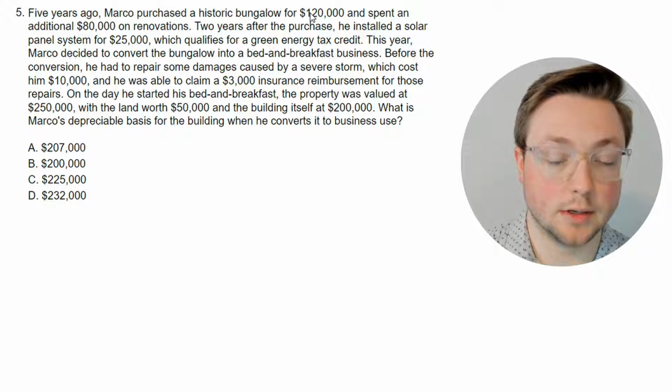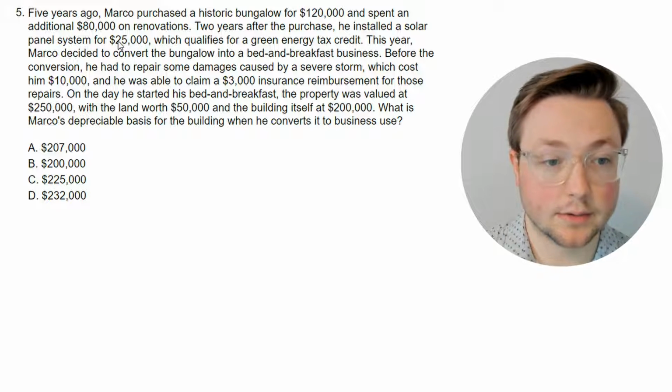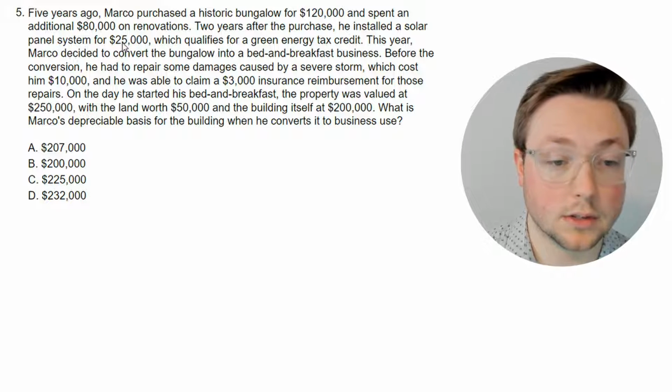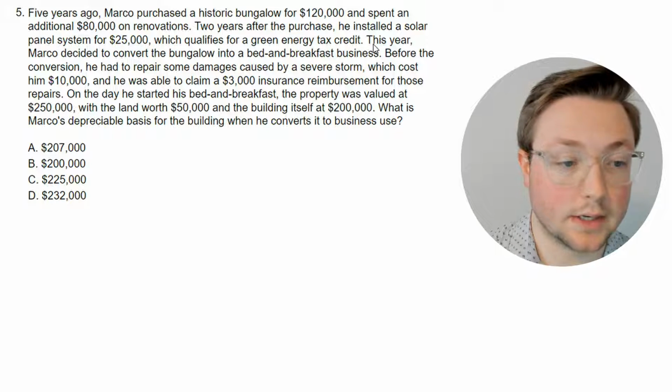$120,000, that was how much he purchased it for. $80,000 on renovations, so right there his basis was $200,000. He installed a solar panel system. I'm guessing that also counts as an improvement to the property, so we're at $225,000. Don't think the tax credit will affect it.